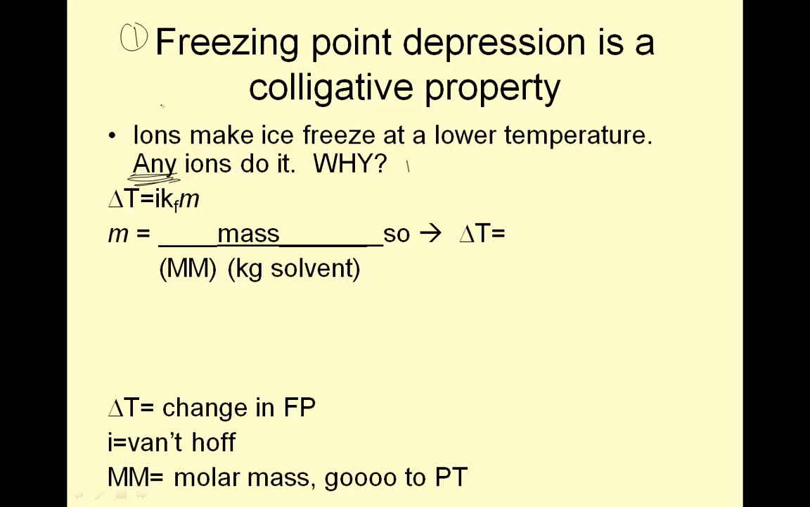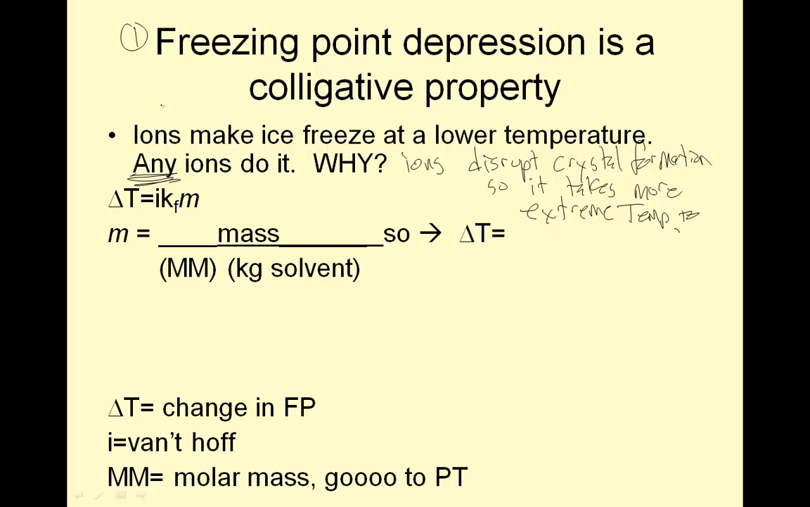Why? Ions disrupt crystal formation, so it takes more extreme temperatures to freeze.